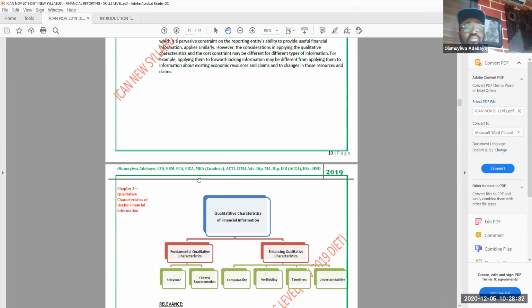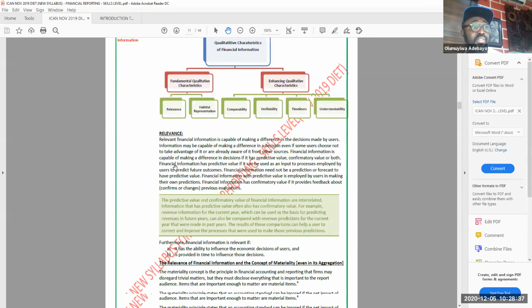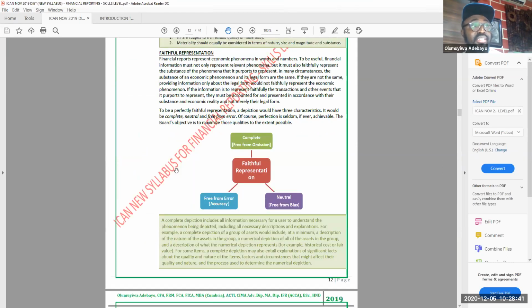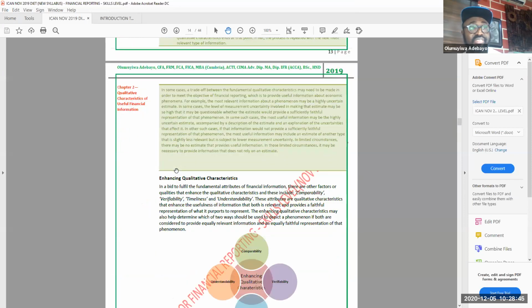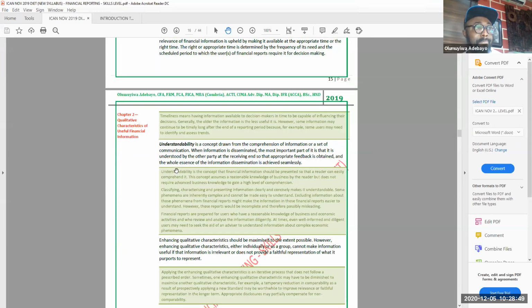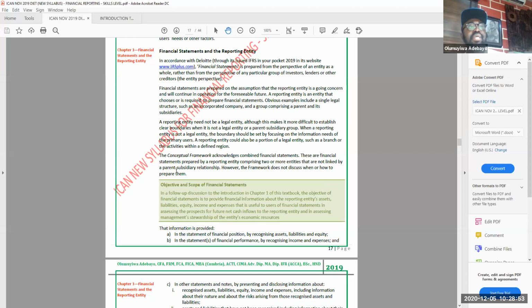You can read more on chapter 2. You already have the materials, okay? There are further explanations I've made with respect to that, with scenarios, in addition to what I've discussed. Now let's move to chapter 3. Now, chapter 3 talks about financial statements.